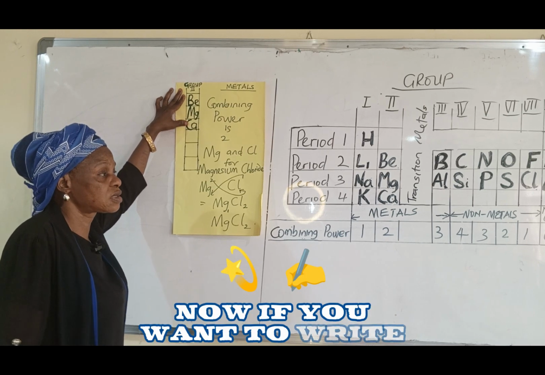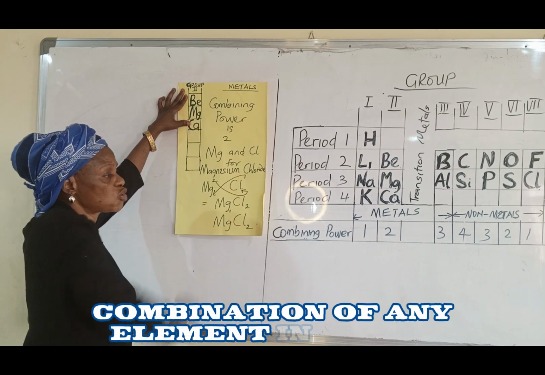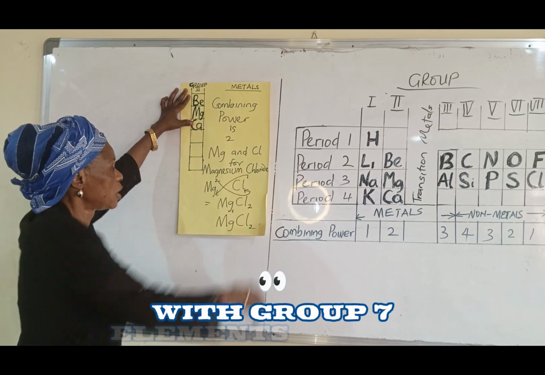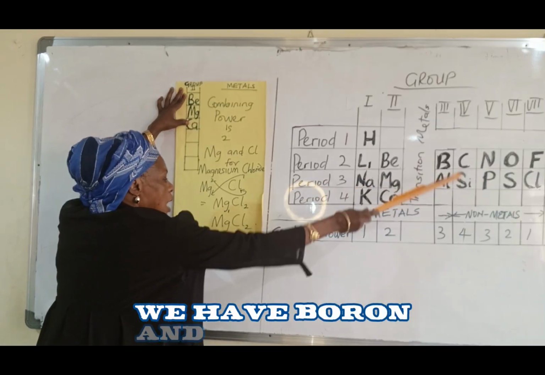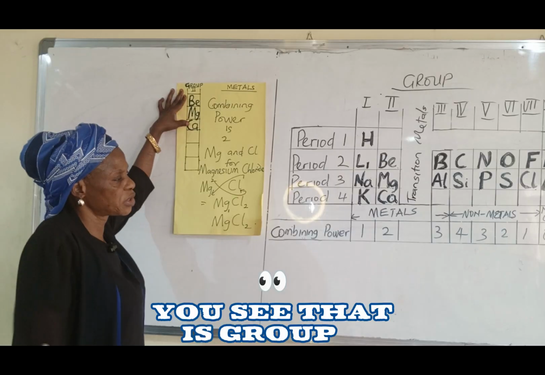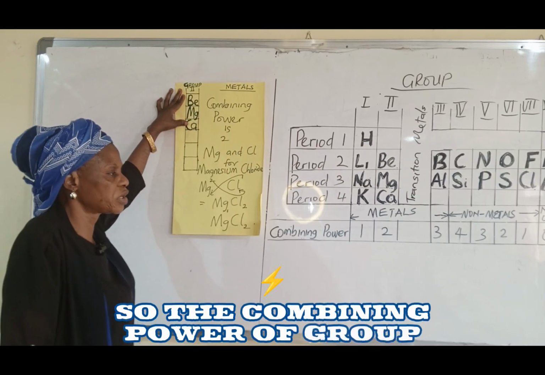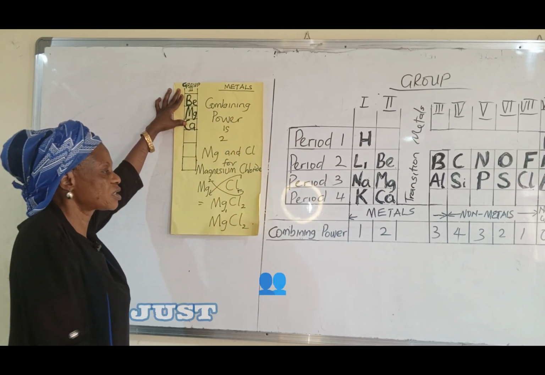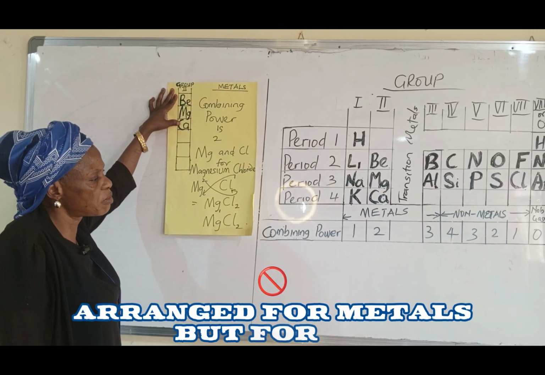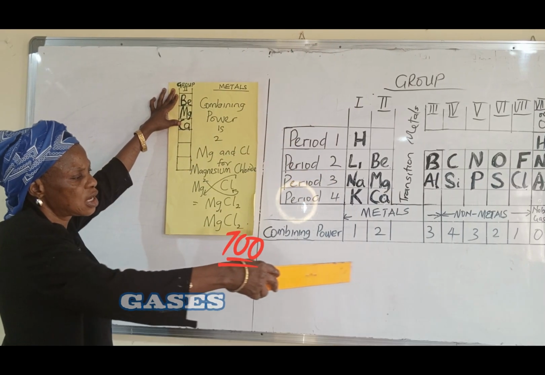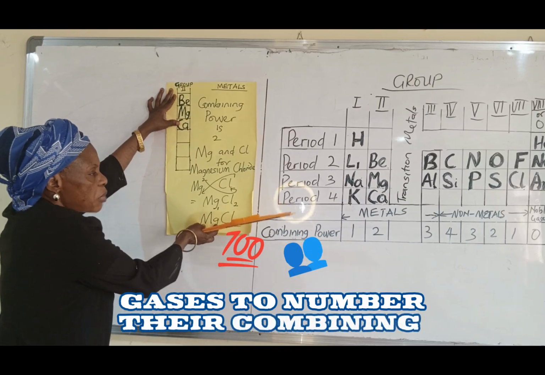Now, if you want to write the combination of any element in group 3 with group 7 elements, you can mention those elements. We have boron and aluminium. You see, that is group 3. So the combining power of group 3 is 3. Just like their group, that is how it is arranged for metals. But for non-metals, you have to start from the noble gas to number their combining powers.